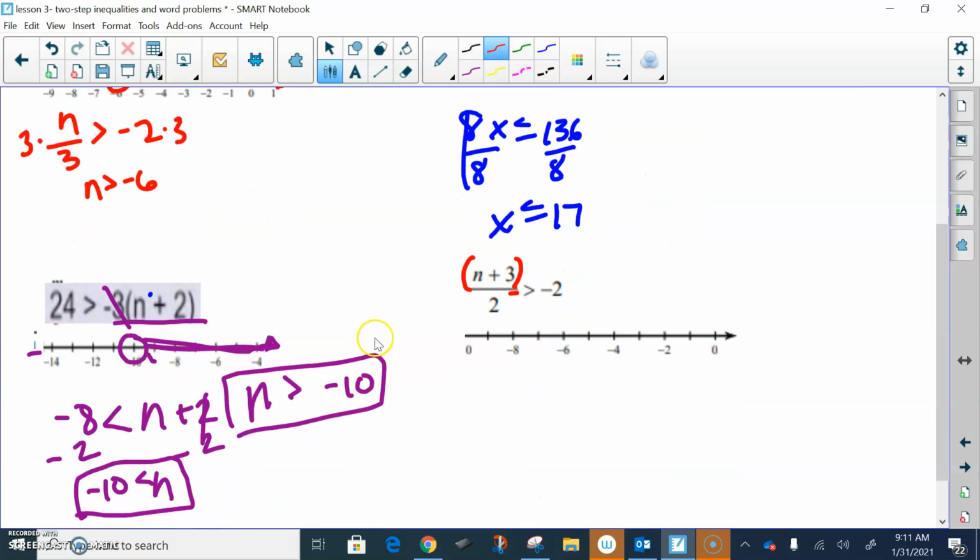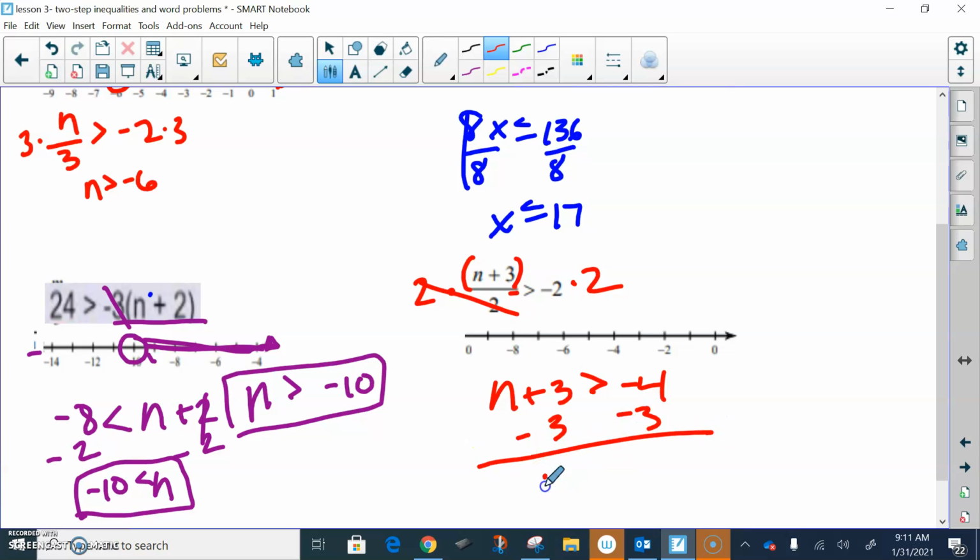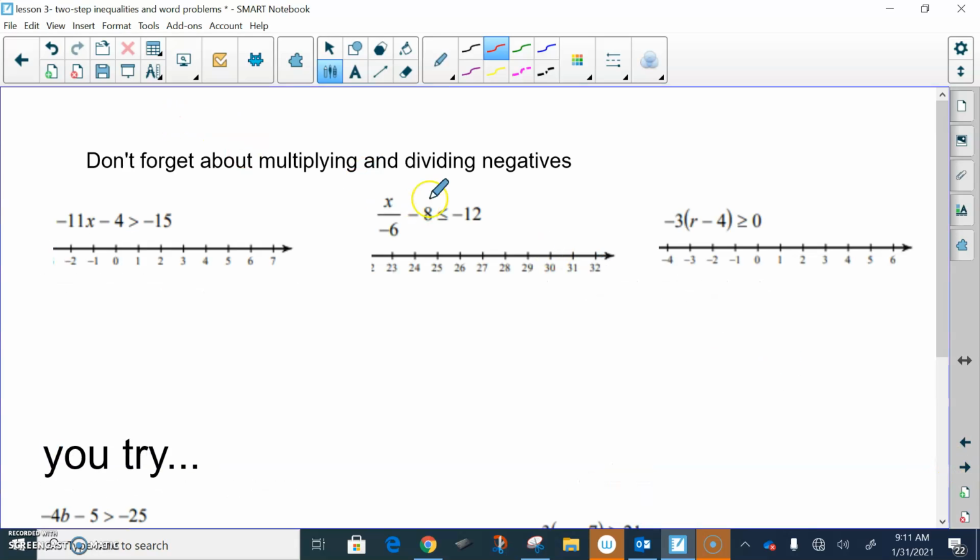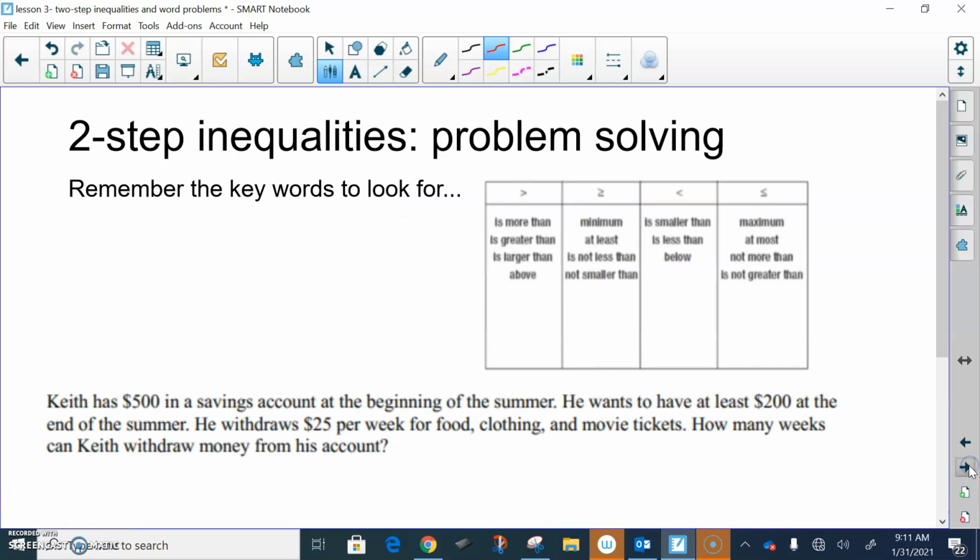We have to get rid of that. So to get rid of divide by 2, we're going to multiply by 2. So you get n plus 3 is greater than negative 4. Let's get rid of that 3 now. Subtract 3 from each side. And we get negative 7. Again, there's no bar, so we're going to make that an open circle. And we want greater than, so we're going to shade to the right. And again, don't forget about flipping the sign when you divide or multiply by a negative number.